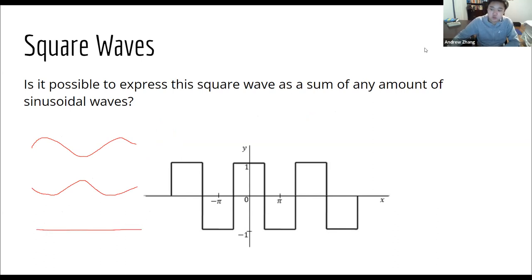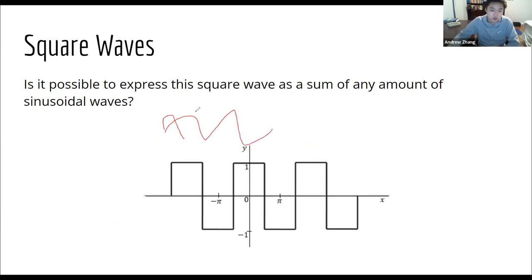So my question for you guys is, do you think it's possible to create this kind of square wave if you had any number you wanted of sinusoidal waves? So you could have something like this, and then another one here, and then another one here, whatever. Anything you want would be possible with any configuration. Is there a single configuration that works for this? I have one vote for no.